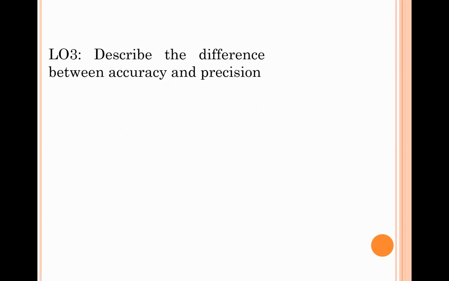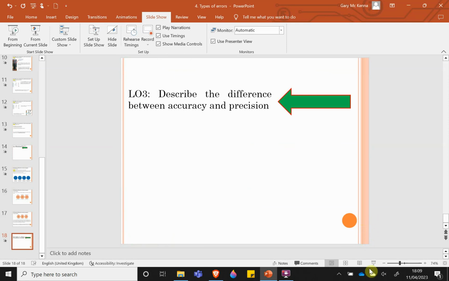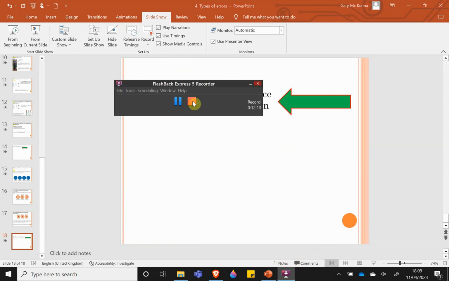And that really finishes up learning objective 3, where you can now describe the difference between accuracy and precision. And that really finishes the final part of this 4th recording.